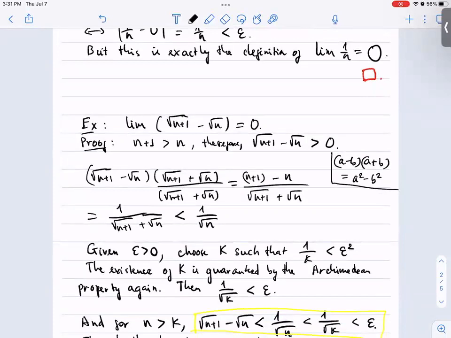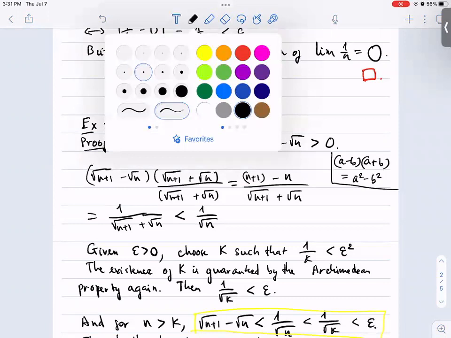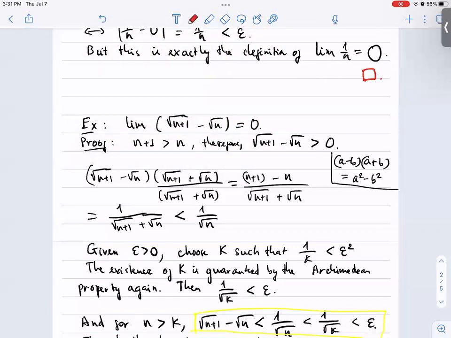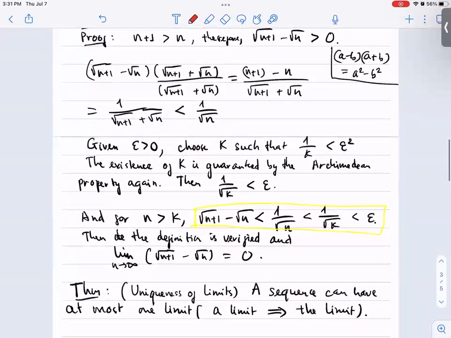Here is another example, the limit of the difference between the square root of n plus 1 minus the square root of n is also equal to 0. So in this case, xn here equals the square root of n plus 1 minus the square root of n. The proof here is similar to the previous one, so we're gonna skip it. You can read for details in the lecture note.